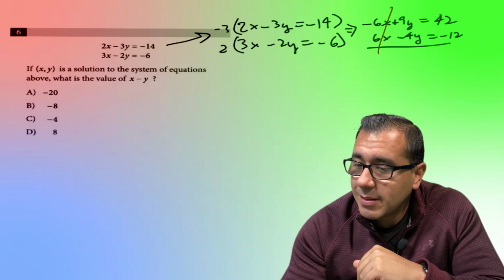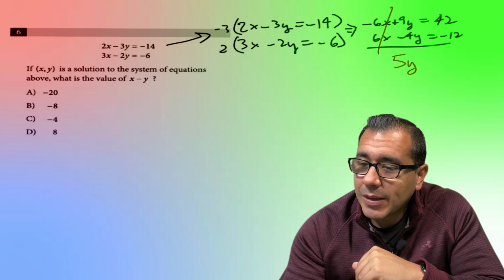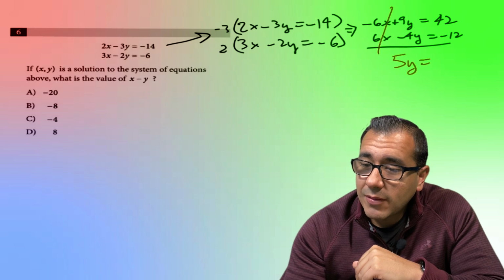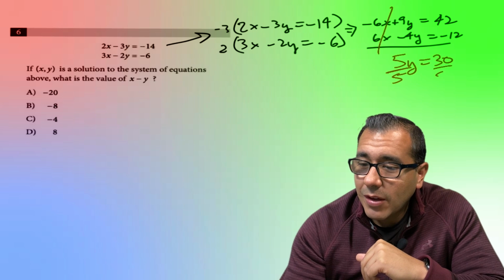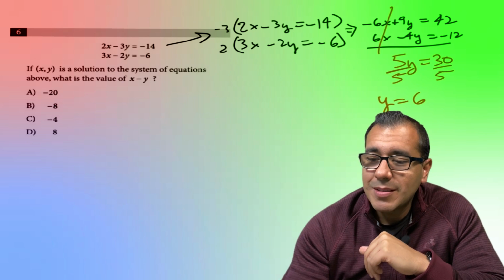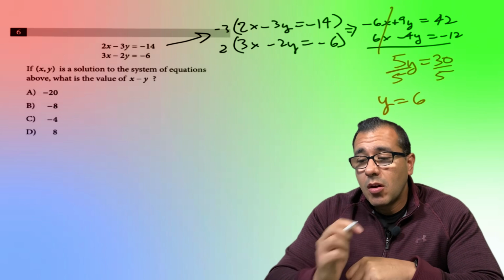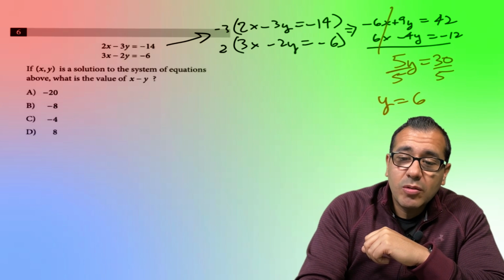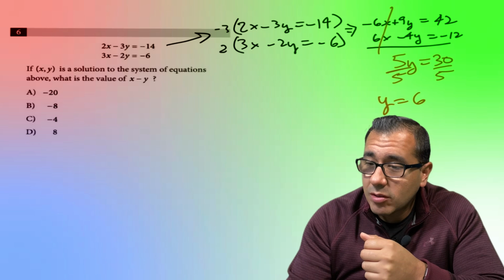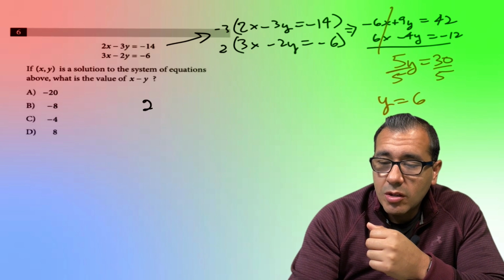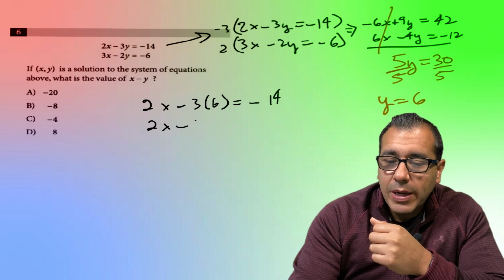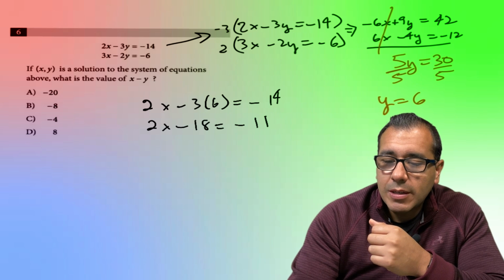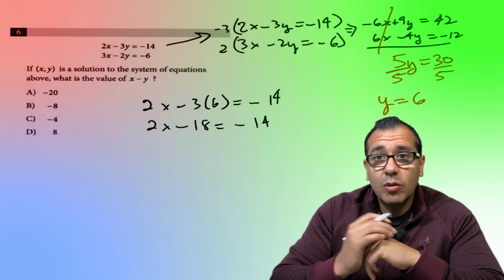So now we'll go ahead and simplify. We're going to end up with 5y, and then 42 minus 12 gives us 30, so 5y equals 30. Divide both sides by 5, and you're going to get y equals 6. So now that we know what y is, we can plug this y into one of the original equations. It doesn't matter which one. So let's plug it into the first one: 2 times x minus 3 times y equals -14. So we get 2x minus 18 equals -14. We're going to add 18 to both sides.